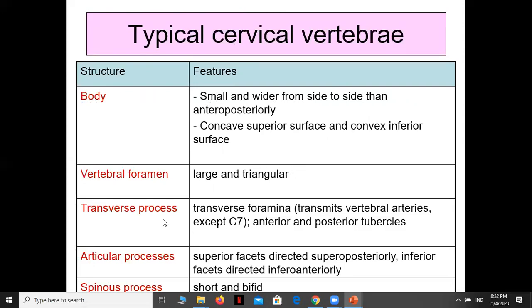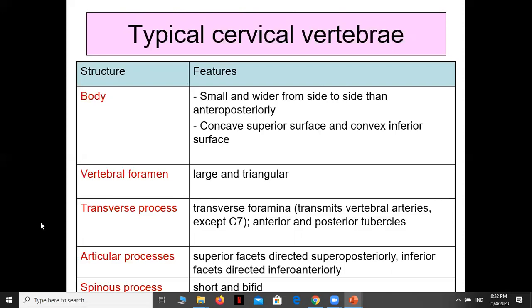And the other features of the typical cervical vertebra, for the transverse process, the transverse foramina transmit the vertebral arteries, except in C7. So you have to remember that C7 does not transmit the vertebral artery because it does not have a transverse foramina. And also, there are anterior and posterior tubercles present on the transverse process of the typical cervical vertebra. So these are the features of the transverse process of the typical cervical vertebra.